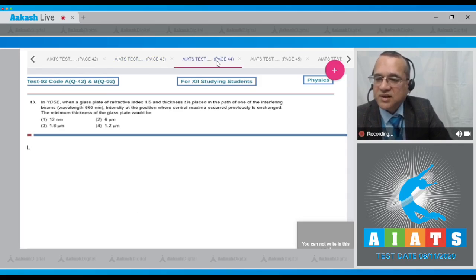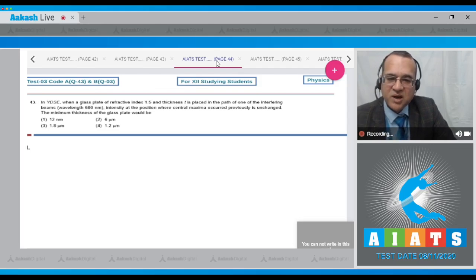This is question number 43. In Young's double slit experiment, when a glass plate of refractive index 1.5 and thickness t is placed in the path of one of the interfering beams with wavelength 600 nanometer, the intensity at the position where the central maxima occurred previously is unchanged. What is the minimum thickness of the glass plate?